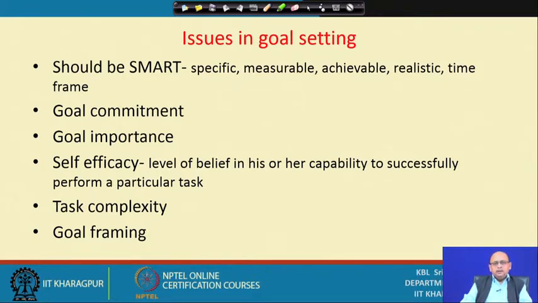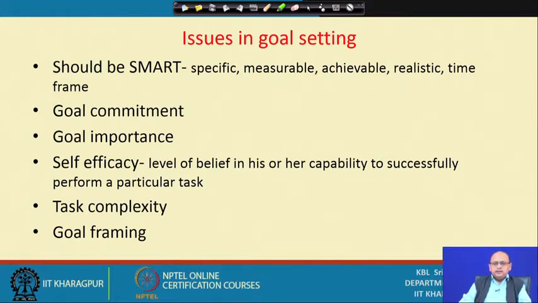So, if the task complexity increases, the probability of achieving the goals goes down if you are not competent enough. So, you also need to see that you believe in yourself, you have the confidence, and you think that yes, you are capable to do it, then even if the task is complex, you will be able to do it, otherwise it is very difficult for you to achieve it. So, these are some of the issues that I wanted to discuss, and now finally is goal framing, that is, how we are going to set the goal.